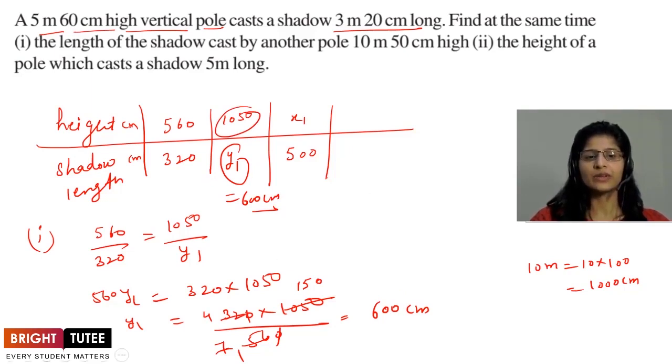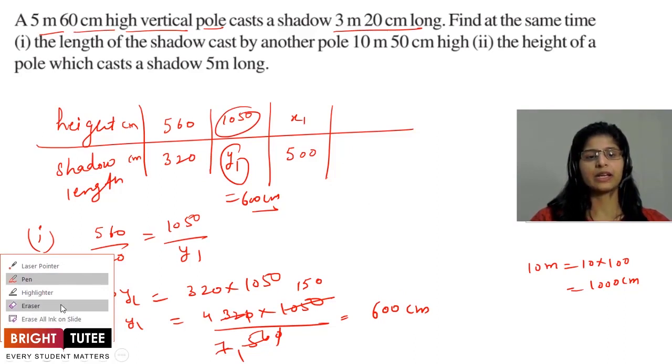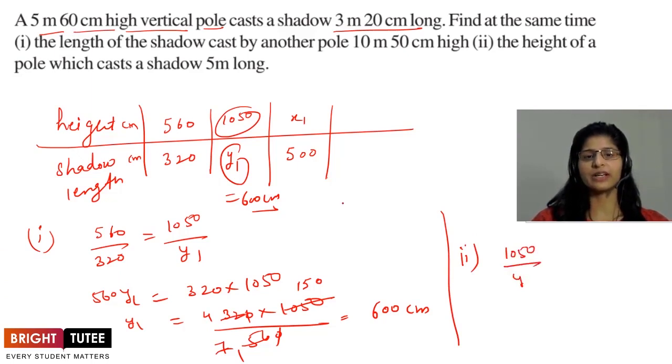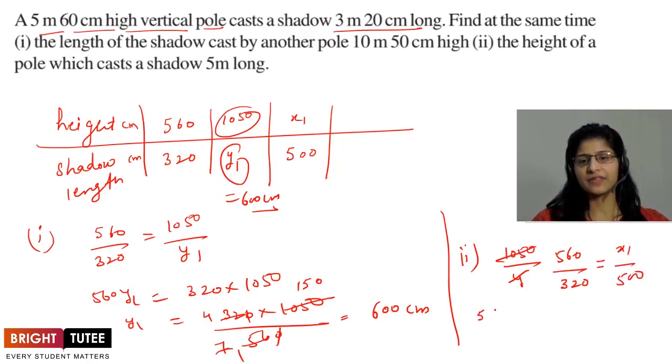Okay, now we will solve the second part. In the second part, what do we have? We have been given the shadow length, that is 500 centimeters, and we have to tell about the height. So in the second part, we will write x1 upon 500. We have calculated y1, either you use this one or the previous one, so let's just use the previous one. 560 upon 320 is equal to x1 upon 500. So we get 560 into 500 divided by 320, that is equal to x1.